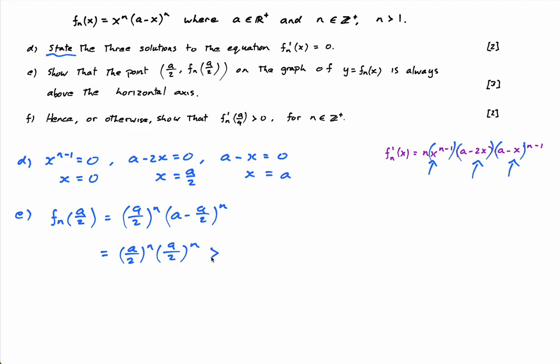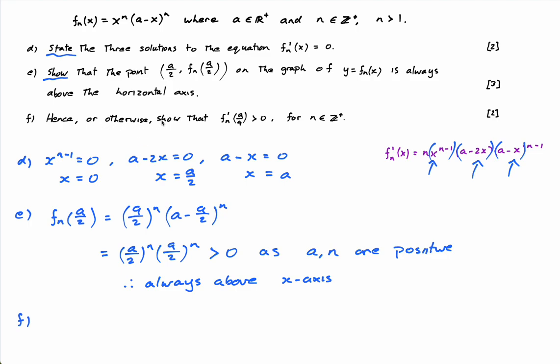This is greater than 0, and you have to write, because it says show, guys, you have to really explain this. Now you may look at this and go, well, that's actually obvious. This is obviously bigger than 0, but you have to say why, so that's important. So it's greater than 0 as a and n are positive. Therefore, always above x axis. Done.